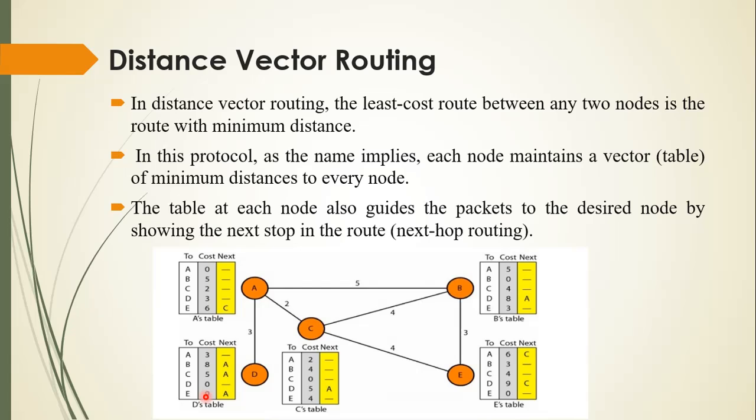Now E. For E we have D to A 3, A to C 2 and C to E 4. So 4 plus 2 plus 3 is 9, and from D to E we are traveling through A. So we write A over here. Like this we have C's table and E's table. So these are the vector tables of minimum distance to every node. Okay, so this is the concept.